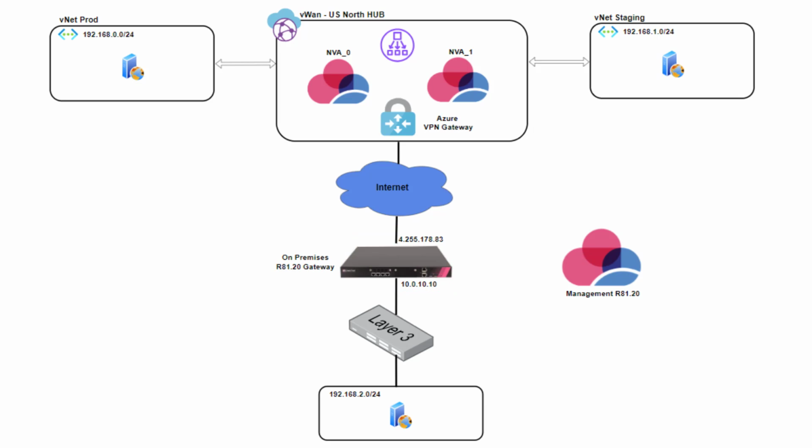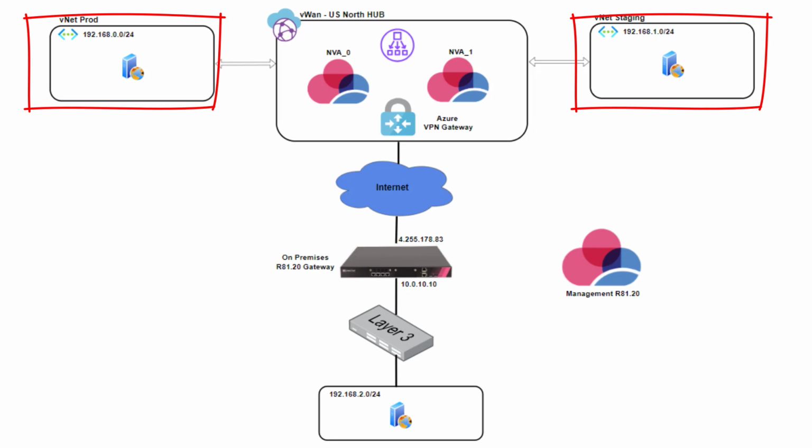Behind this gateway we have network 192.168.2.0. We also have a virtual WAN, with a virtual hub, in North Central US. Inside this virtual hub, there are two Check Point NVA gateways. All the gateways are managed by a Check Point R81.20 management server. Two Azure virtual networks are connected to the hub.